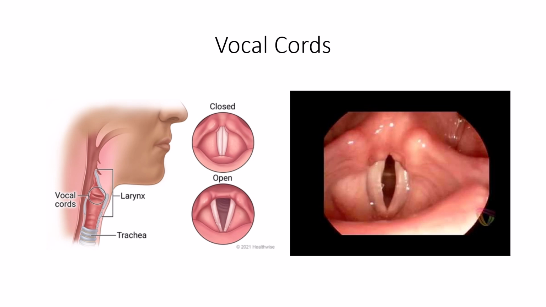We also call them vocal folds. And the vocal cords are two bands of muscle tissue located in your larynx. That's your voice box or your throat. Now, why are they important?